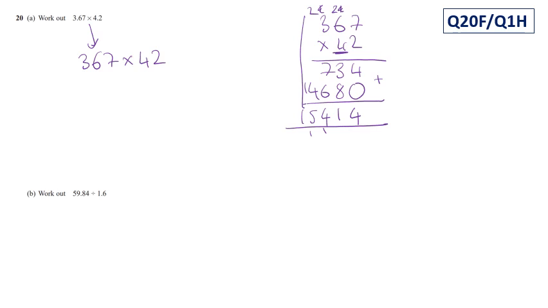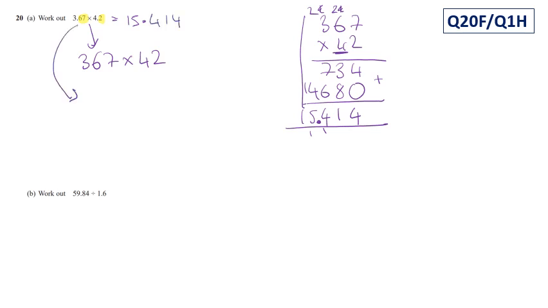Now to add the decimal point back in, I'm going to look at my original question, and the numbers 4.2, that's to 1 decimal place, and 3.67, that's 2 decimal places. So altogether my answer is going to be to 3 decimal places. So 3 decimal places, that decimal point goes here. So 15.414.